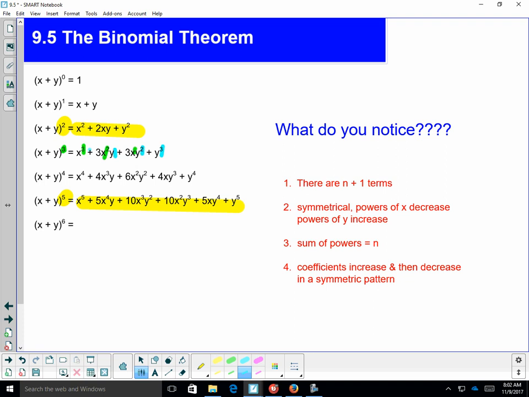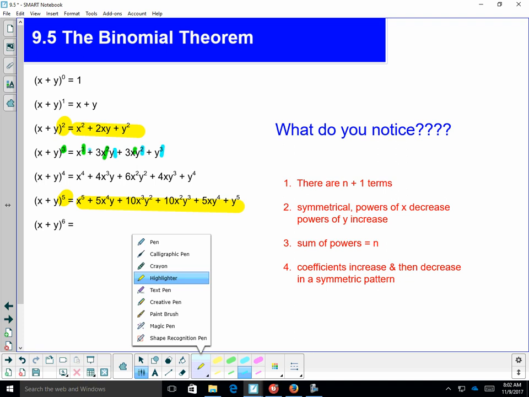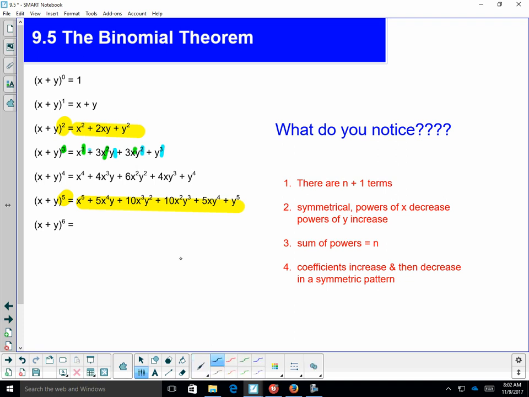At any given time, when I look at the powers, add the terms. So if I look here and I add those powers, 3 plus 2, that's equal to 5, and that's what I'm raising it to. And that'll be true of every single term in that binomial expansion. That's the third one. And then the coefficients increase and then decrease.